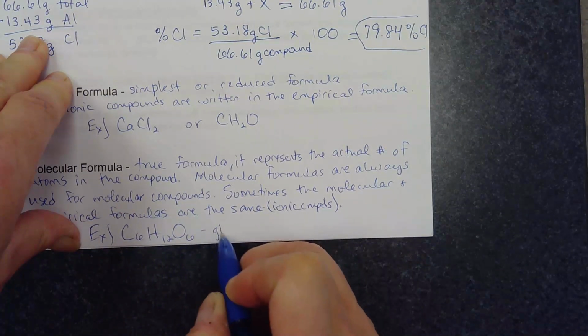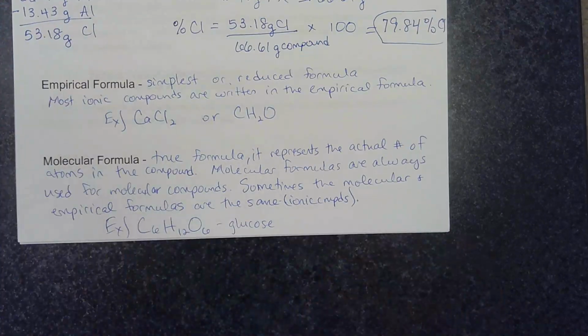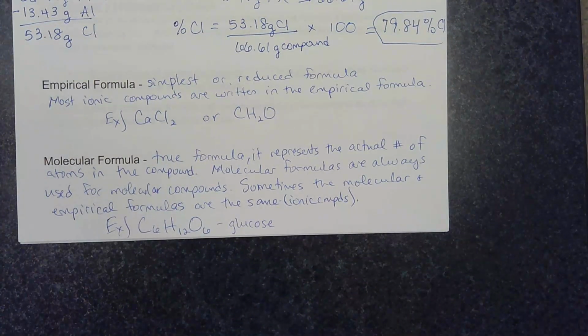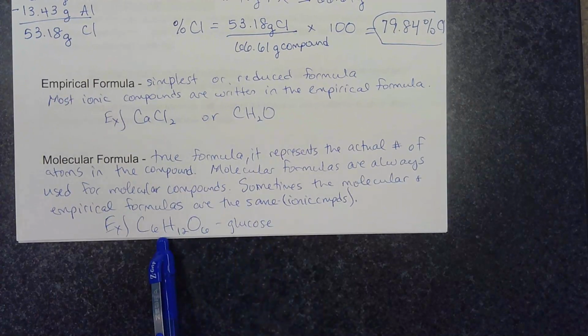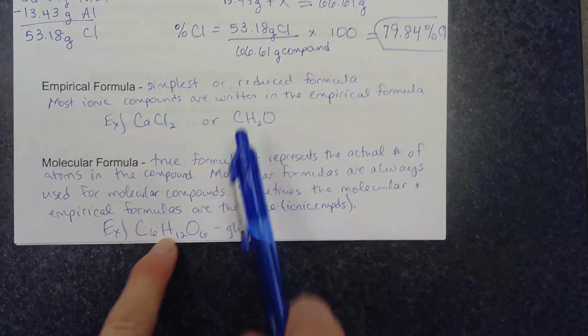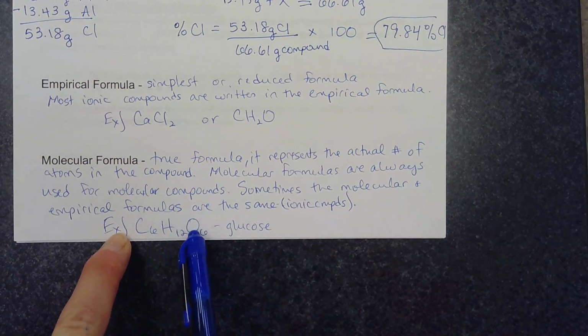C6H12O6, which is glucose. That's your blood sugar. That would be a molecular formula. What is its empirical formula? Reduce that. CH2O. Do you see that? So is this the empirical formula for this? Does that make sense? So this is the empirical formula. That's the molecular formula. This is the true formula.